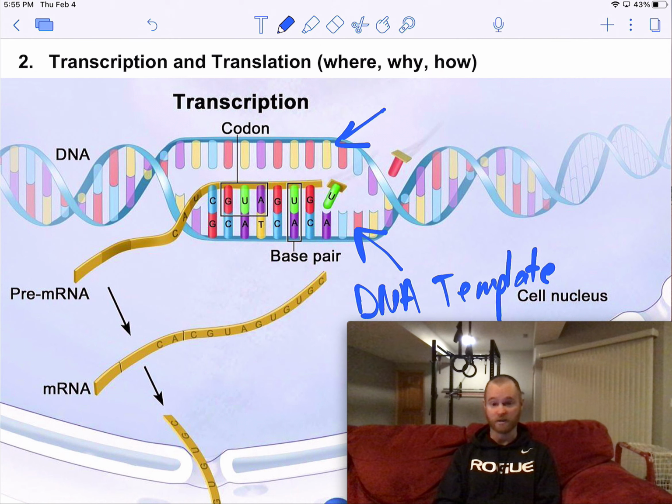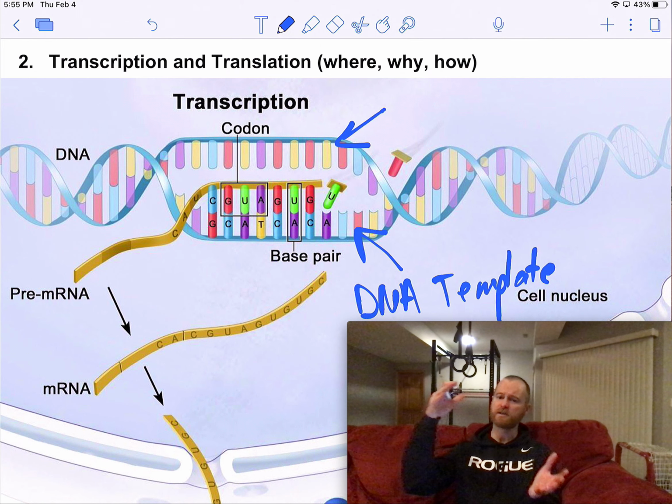The code would determine it, right? So your body would know, and the machinery in your cells would know because of the code. Okay. So that DNA is going to open up.